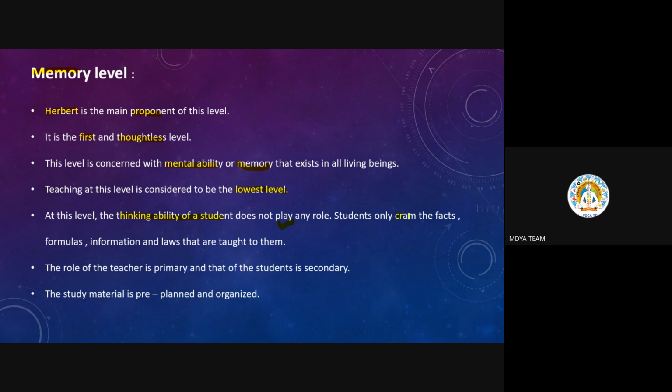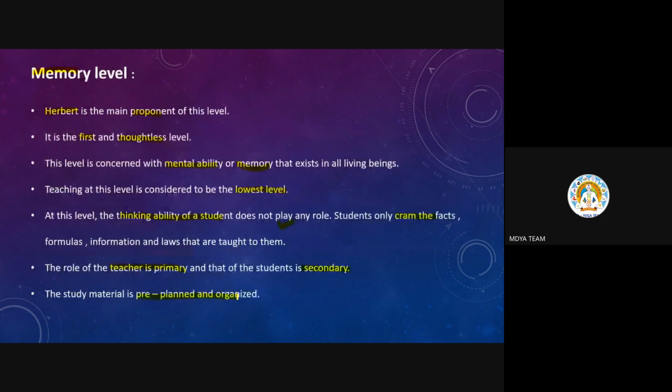Students only cram the facts, like rectification is there. Cram the facts, formulas, information, and laws that are taught to them. Rote learning is there, rectification is there, okay? In memory level of teaching, it deals with the mental ability, not the thinking ability. The role of the teacher is primary. And if the role of the teacher is primary, the teaching is teacher-centered. The role of the teacher is primary and that of students is secondary. Okay? Learners are passive. Study material is pre-planned and organized. The knowledge that has to be delivered to learners is pre-planned and organized.